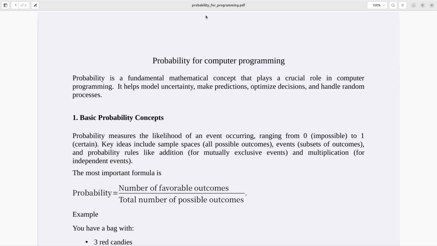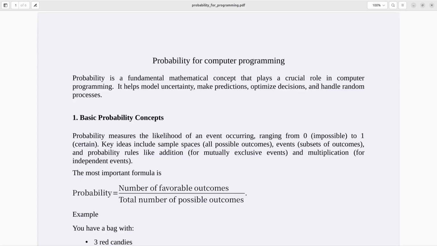In this video, I'm going to discuss the use of probability for computer programming. So what is probability? Probability is actually a fundamental mathematical concept that plays a crucial role in computer programming. We can use it to help us do modeling of uncertainty. We can use it to make predictions. We can use it to optimize decisions and handle random processes. That's why in our daily life, we rely very much on probability to write programs to model these things.